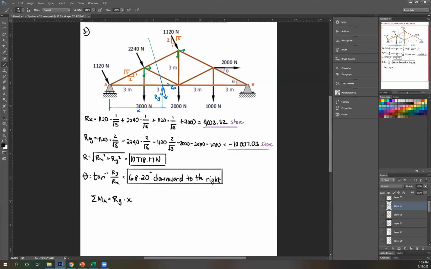So let's start with Rx, Fx. Rotating it about this, it's positive. So positive 2240, horizontal component. So that is times 1 over square root of 5.